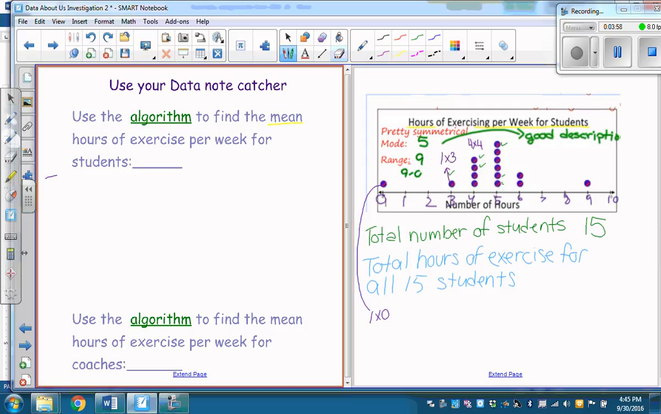And we're going to get the total hours over here. So we're going to say one student does not exercise at all. And then we say one student exercises 3 hours. And then we notice that there's 4 students that exercise 4 hours. And we see that there are 6 students that exercise 5 hours. There are 2 students that exercise 6 hours. And there is 1 student that exercises 9 hours.